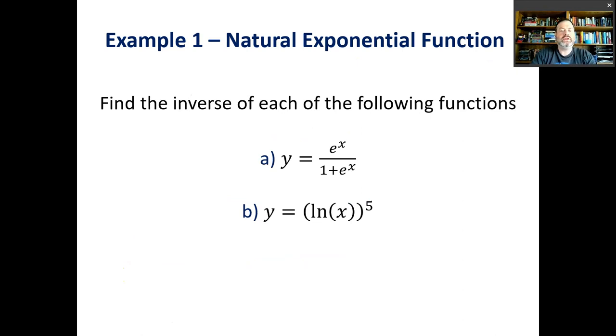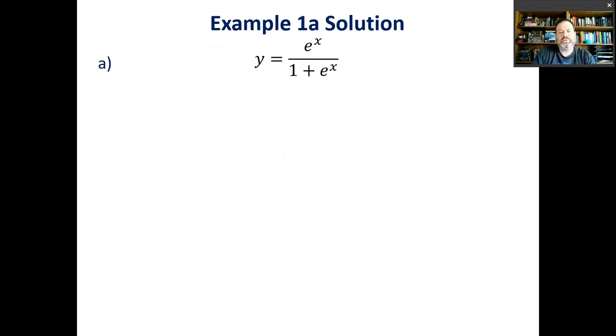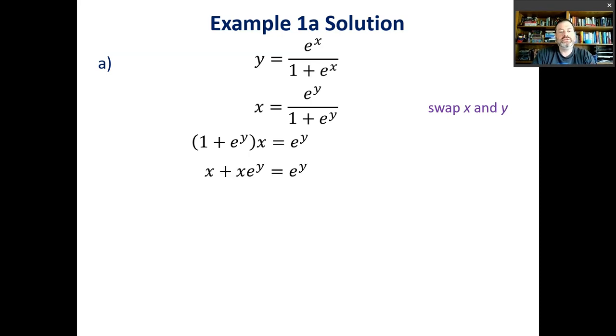So first thing we're going to do is find the inverses of these functions. And we're going to use the tried and true method of section 6.1. So you write your equation as y equals, swap x and y, and then we solve for y. From here, it's a relatively straightforward exercise in algebra. And at the end, you take a natural log, right? So multiply both sides by 1 plus e to the y. Distribute.